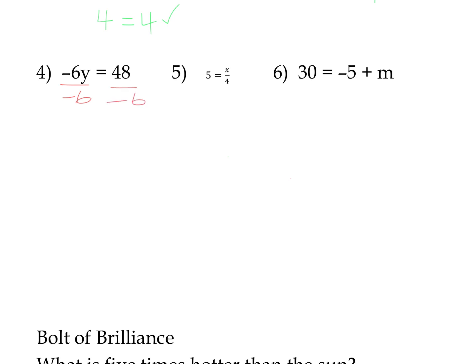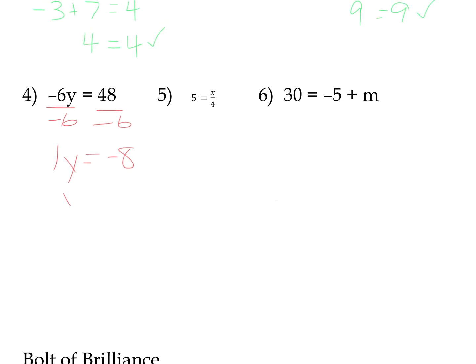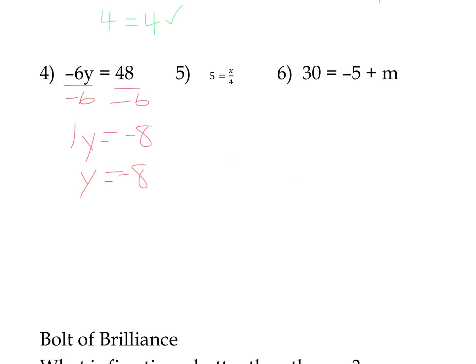And negative 6 divided by negative 6 is a positive 1y equals 48 divided by negative 6, which is negative 8. That's 1y. 1y is what we want to have, right? We don't have to write the coefficient in front of that variable. We say y equals negative 8. Okay? So that's our solution, which we can check. I'm going to check that by plugging it back into the original equation. Negative 6 times negative 8 equals 48. Okay? And we're going to get 48 equals 48, which is true. So y equals negative 8 would be my correct solution.